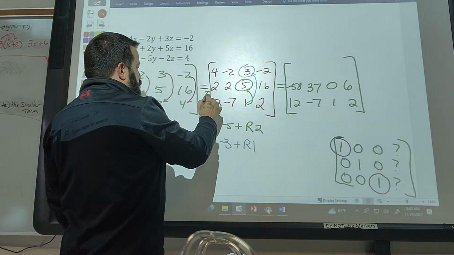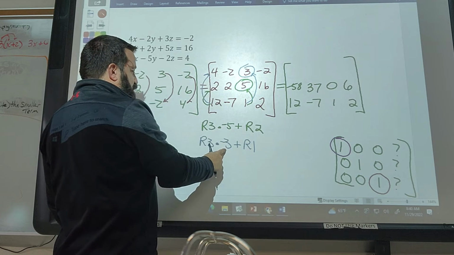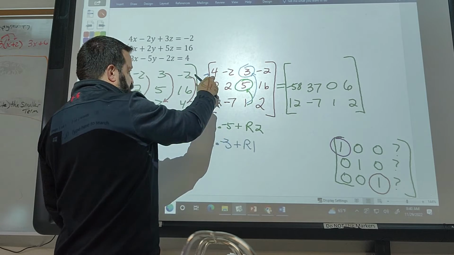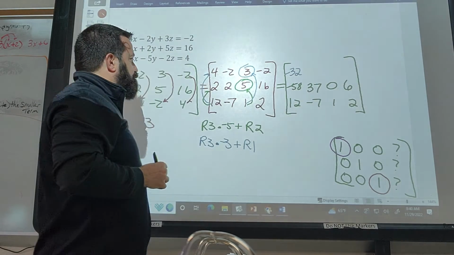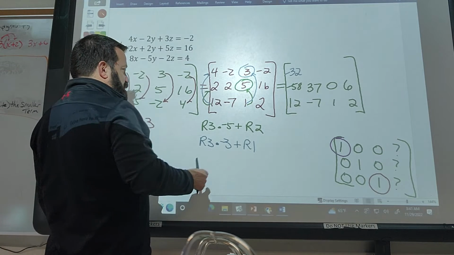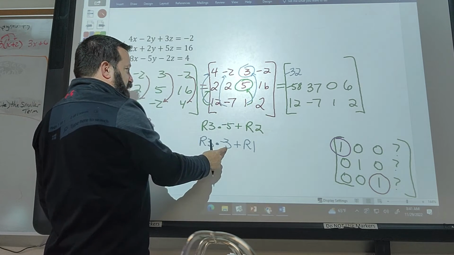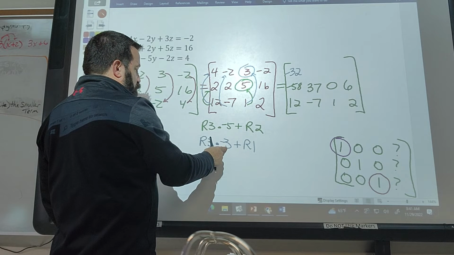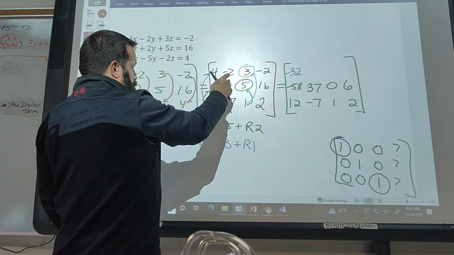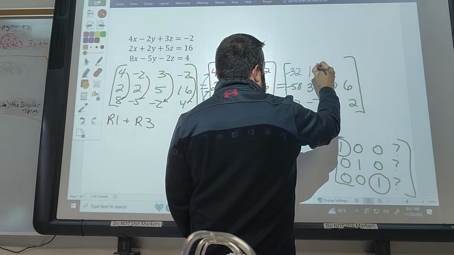So now I'm going to do the same thing here. I'm going to take the 12 times negative 3, negative 36, plus 4 is a negative 32. And I'm going to take the negative 7 times negative 3, which would be a positive 21. And a positive 21 minus 2 would be a positive 19, I believe.